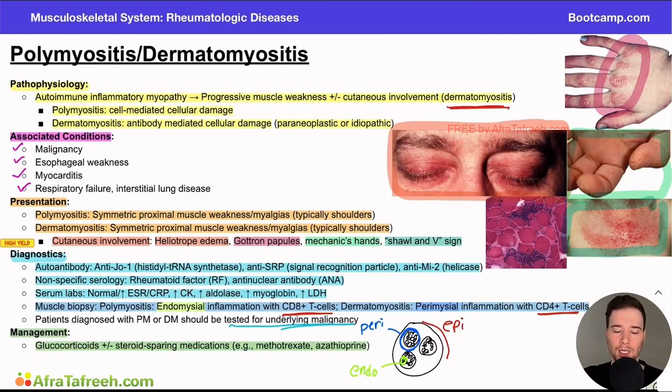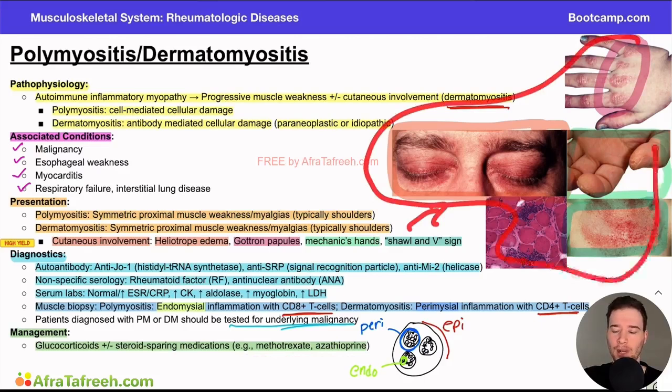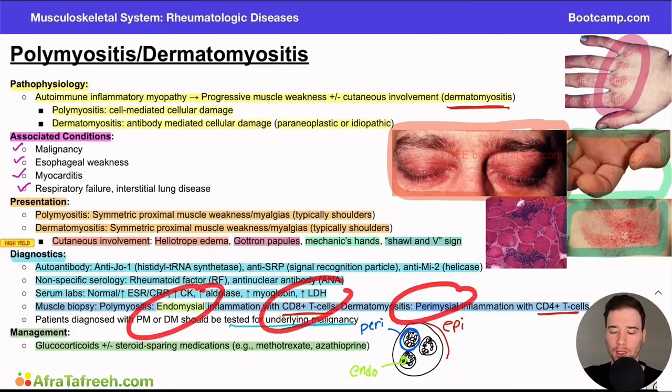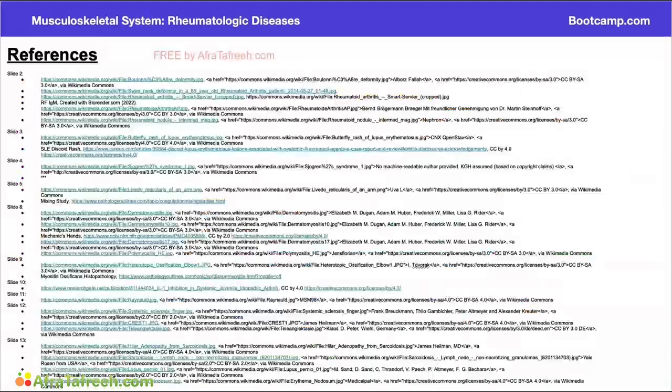When we think about our presentation here, it's going to deal with proximal muscle weakness, typically the shoulders and the pelvic girdle, although there are some exceptions to that rule. If it's dermatomyositis, you're going to see a lot of these classic physical exam findings that we talked about, right? A lot of skin findings. And so it's important to keep that in mind on test day, whether or not they're giving you skin presentations. When we think about our diagnostics here, we're dealing with some really important antibodies they want us to know, but they often focus on the muscle biopsy and the differences that you'd see between these two conditions. And finally, when we talk about our management here, we're really going to think about using glucocorticoids and other things that can suppress the immune system.